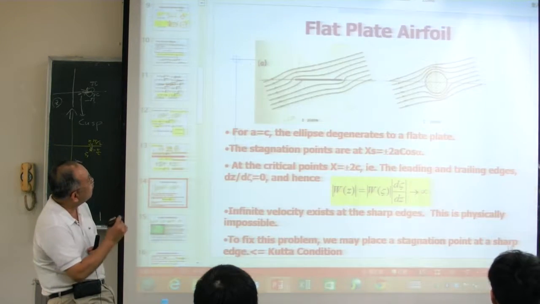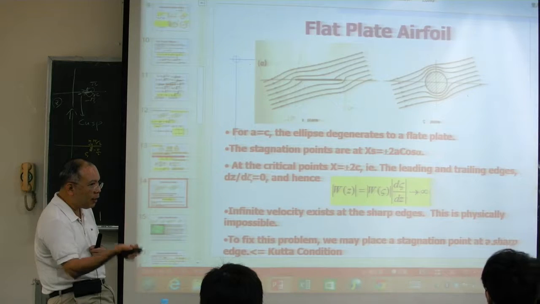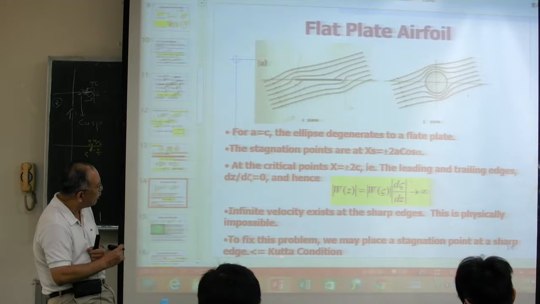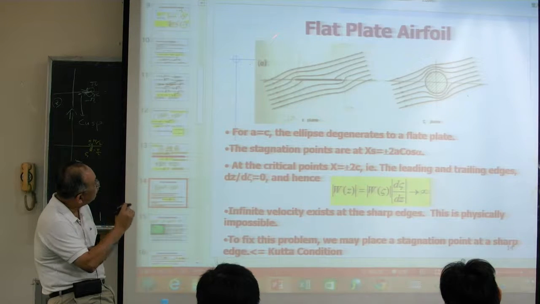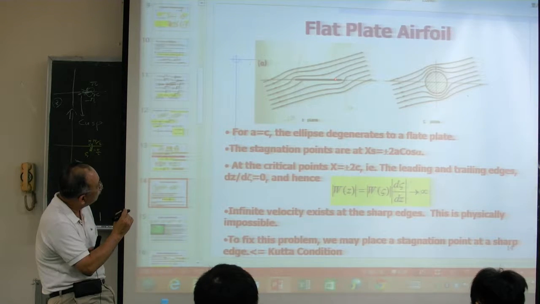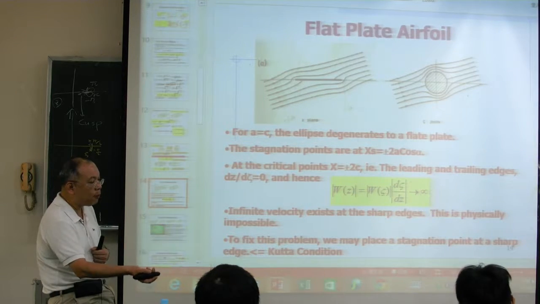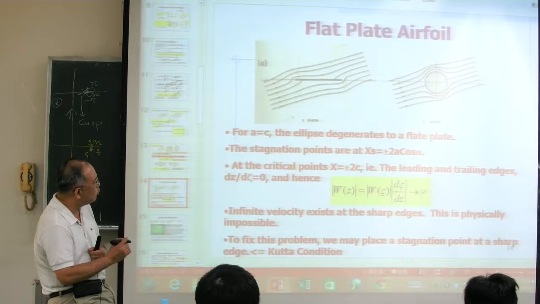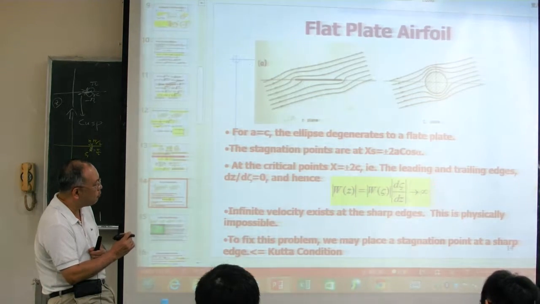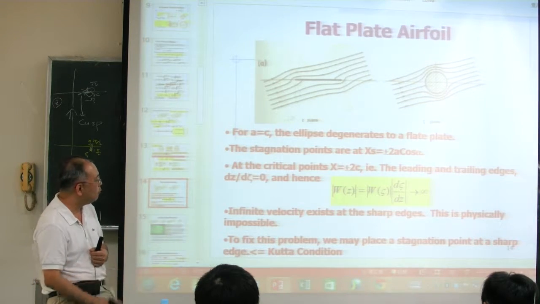So instead of this flow field, which is physically impossible, we fix it by using the Kutta condition, which allows us to put a circulation into this flow system. This circulation will shift our stagnation point from this point to the trailing edge here. Once we do that, our problem is fixed, right? Because at the trailing edge our velocity no longer approaches infinity. It becomes the stagnation point, which means velocity equals 0.